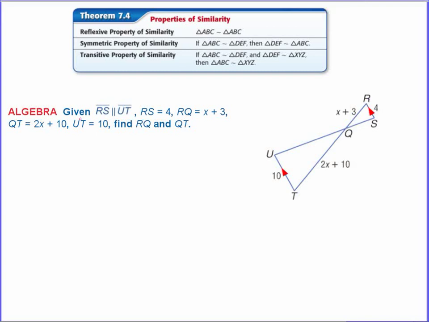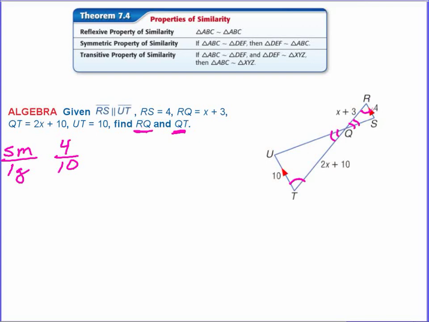So a couple problems. RS is parallel to UT, and that RS is 4, RQ is x plus 3, QT is 2x plus 10, and UT is 10. We want to find RQ and QT. So what we need to figure out is what matches up. They told us that the sides are parallel, so we know alternate interior angles are congruent. So that's enough to be able to write this problem. So I'm going to go small over large. So I'm going to go 4 over 10. Because this angle is congruent as well.